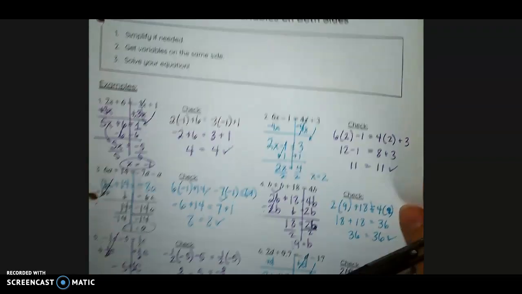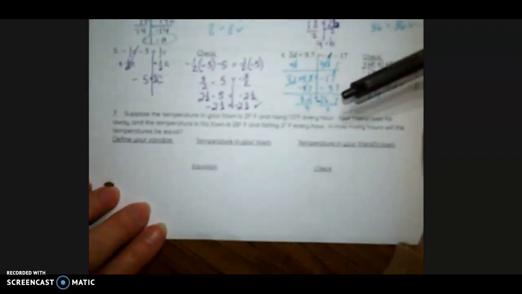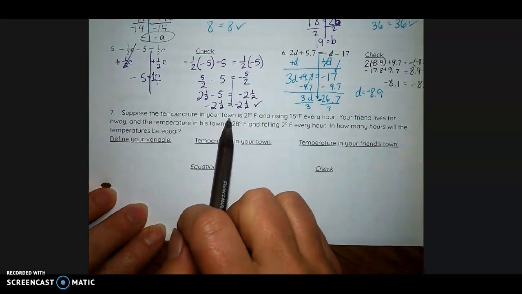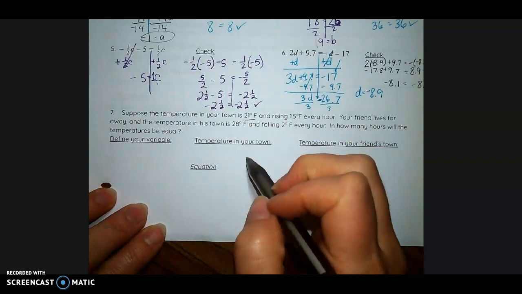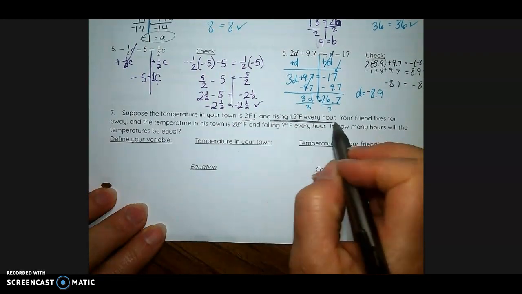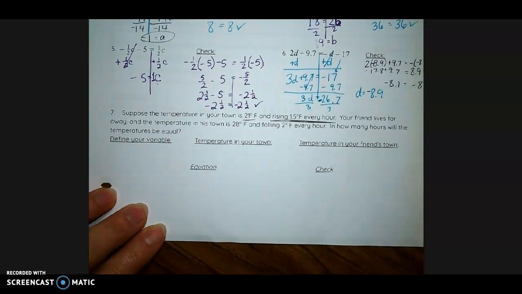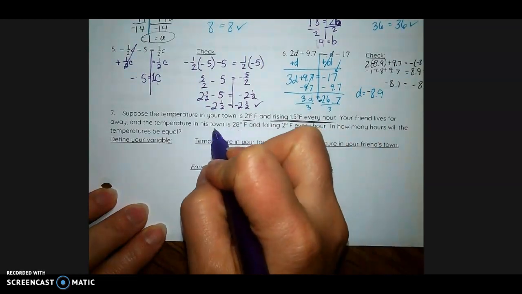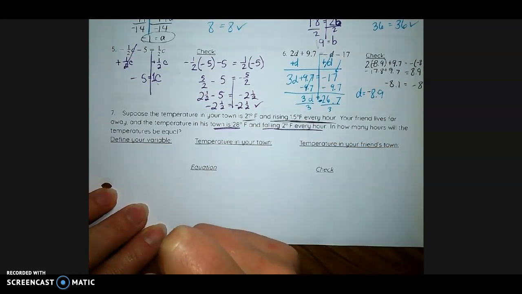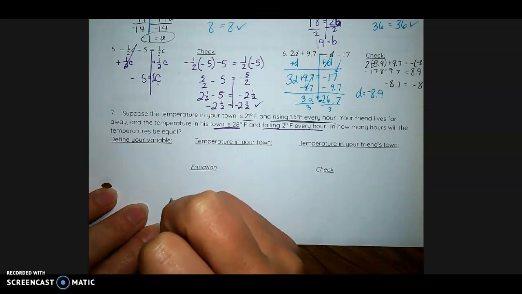Little word problem down here to finish it up. Suppose the temperature in your town is 21 degrees Fahrenheit, and it's rising 1.5 degrees every hour. Your friend lives far away, and the temperature in his town is 28 degrees, and it's falling 2 degrees every hour. How many hours will the temperature be equal?